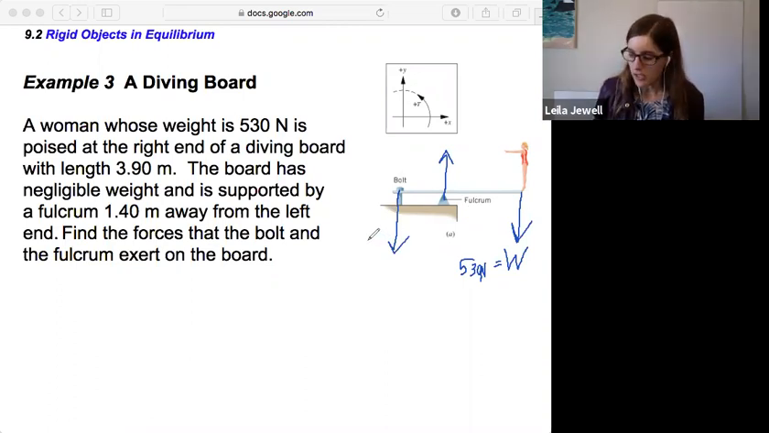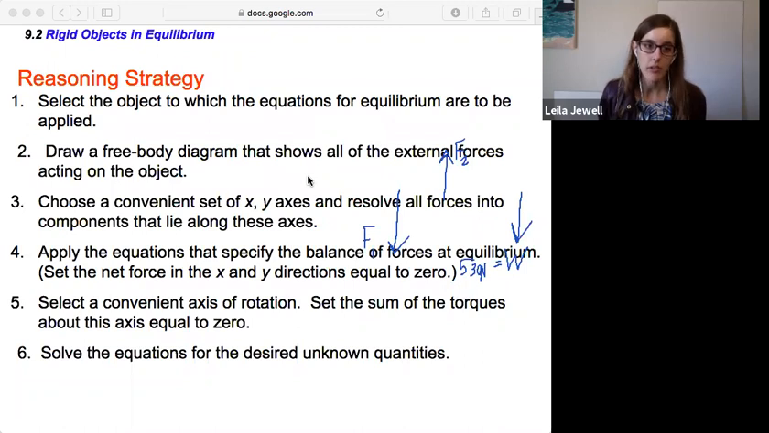So to label these, I'll just call it F1 and F2. You can call it F bolt and F fulcrum if you like. All right, so that's pretty good. Checking back, we want a free body diagram that shows these, and choose a convenient set of X and Y axes. Resolve the forces into components that lie along these axes. Apply the equations that specify the balance of forces at equilibrium.